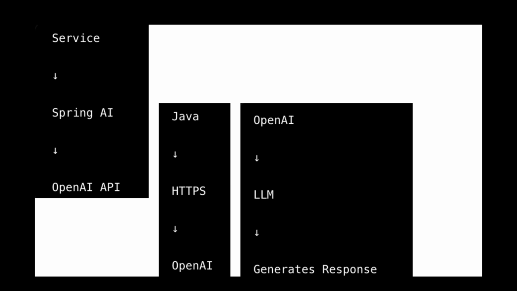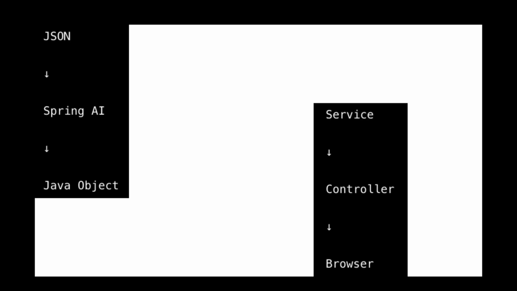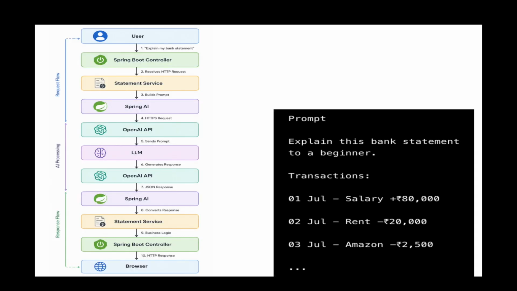The LLM reads the prompt, predicts the next word, generates an answer, and returns JSON. The response comes back as JSON. Spring AI converts it into Java objects, just like Jackson converts REST responses. Finally, the response travels back through the service, through the controller, to the browser, exactly like every Spring Boot application. So far, we have discussed each component separately. Now, let's put everything together.